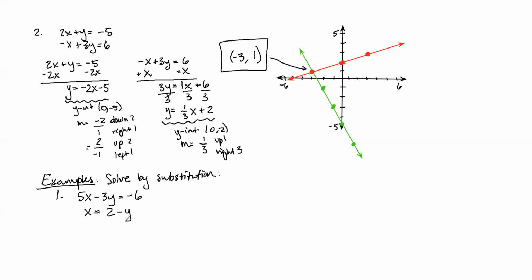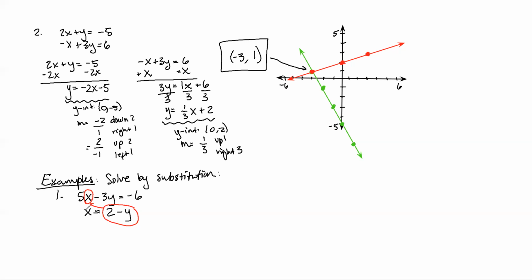Now, this is a nice one to use with substitution, because what we're looking for with substitution is to have one of our variables by itself on one side of the equation. Because we have that, what we're going to do is we're going to take the expression for x, so x is equal to 2 minus y, and we're going to substitute it into the x in the other equation.